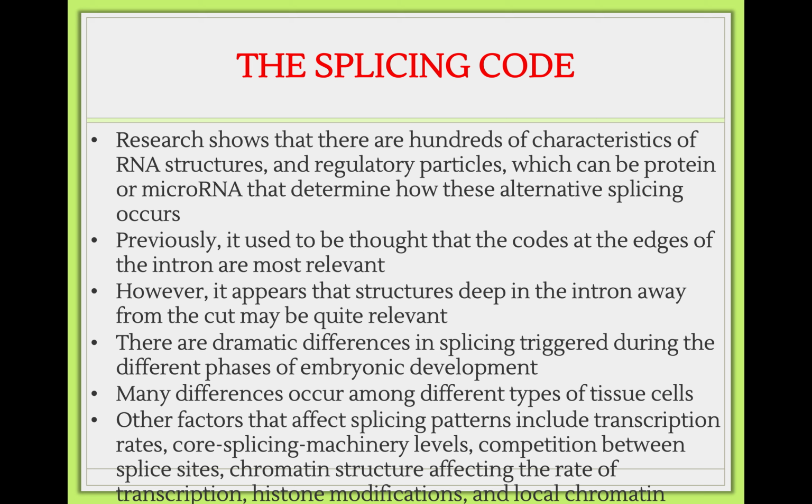So apart from that, there are also other factors that affect splicing pattern, which include transcription rates, co-splicing machinery levels, competition between splice sites, chromatin structure affecting the rate of transcription, histone modification, and local chromatin binding.